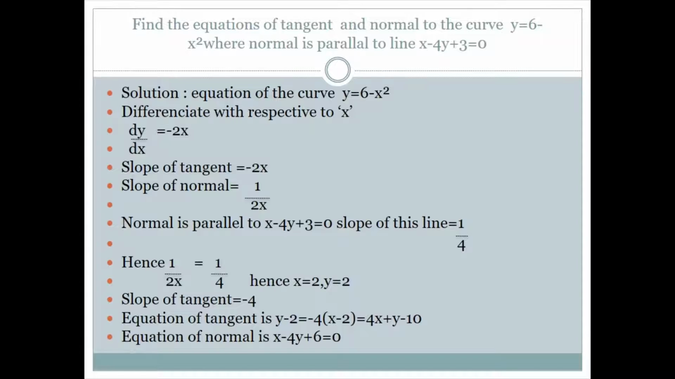We get y is equal to 2. Putting the value of x in the slope of tangent, therefore slope of tangent is minus 4. Now we have the slope of tangent. Therefore using the slope of tangent, equation of tangent is y minus 2 is equal to minus 4 into x minus 2, which is equal to 4x plus y minus 10. Similarly we can find the equation of normal, which is x minus 4y plus 6 equal to 0.